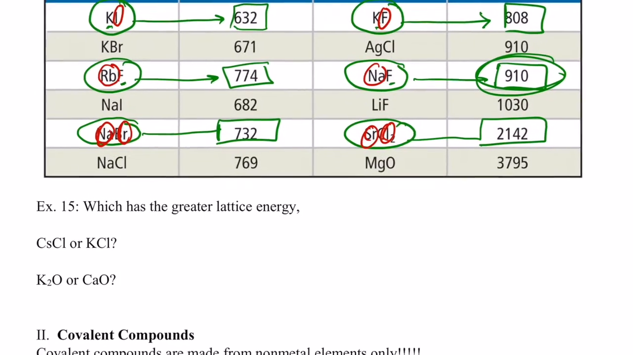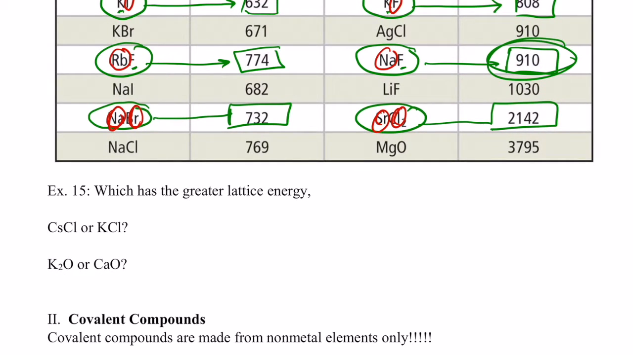Okay? All right, now it's your turn. Why don't you decide on example 15 which of these pairs, cesium chloride or potassium chloride, has the higher lattice energy, and then do the same thing for potassium oxide and calcium oxide. So pause the video, circle your choice, and then come back to the video and see how you did.